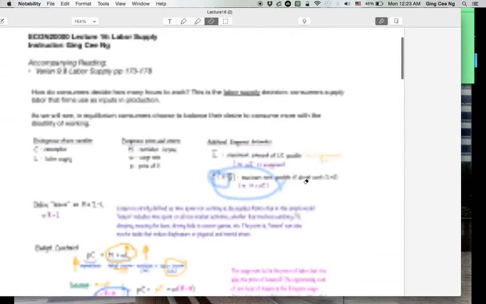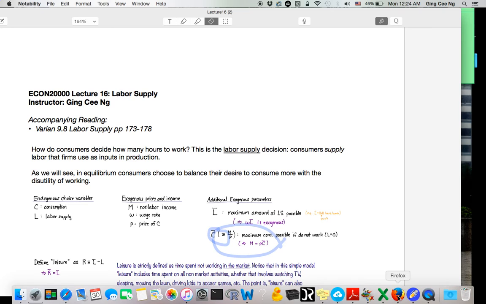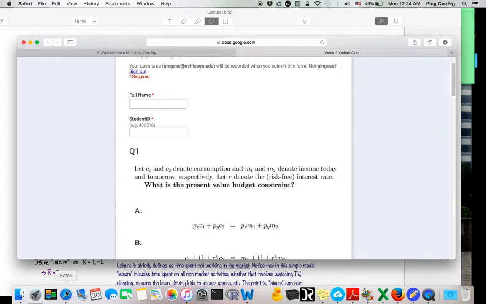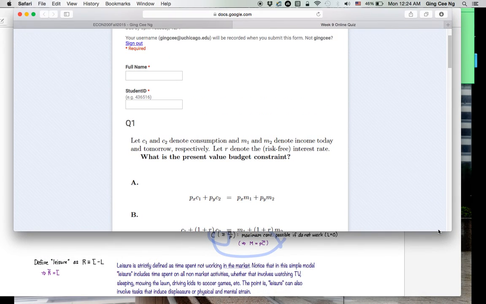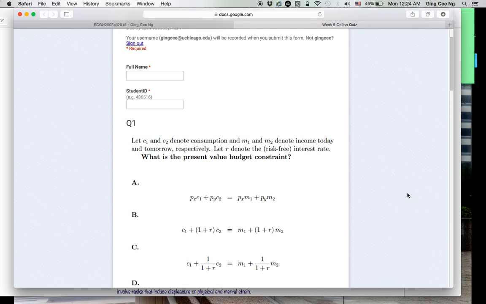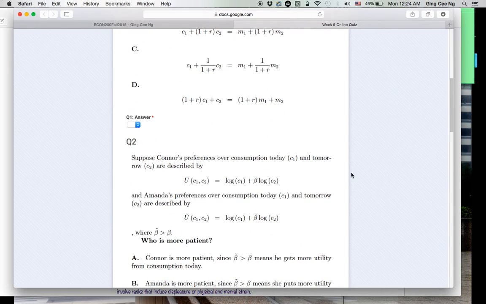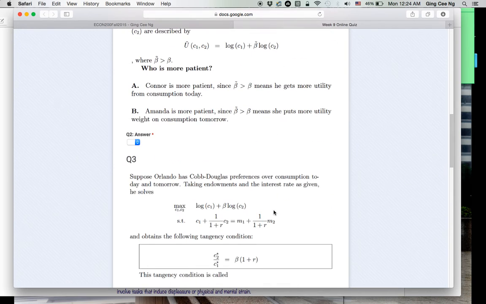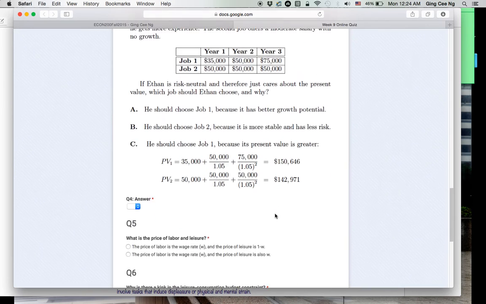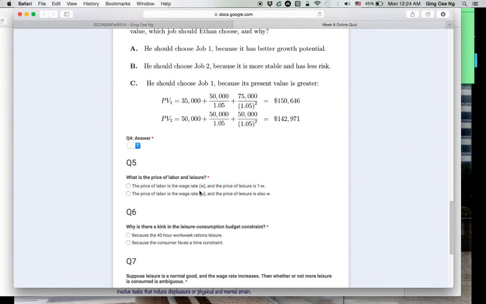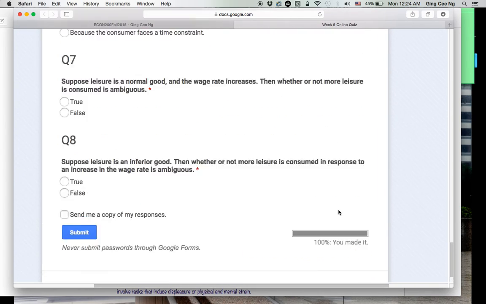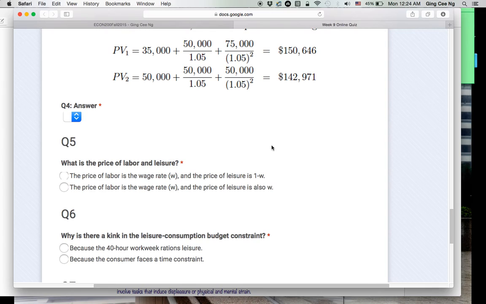Briefly, let me go through the online quiz that's due tomorrow, well, whenever you're watching this, 5 p.m. Tuesday. First question. The first few questions, up until question 5, deal with intertemporal choice and the investment model that we looked at last week on Monday. And then the remaining questions are looking at labor and leisure.